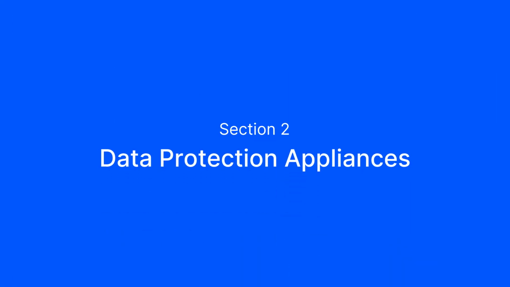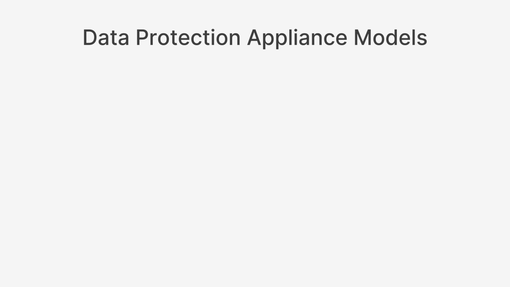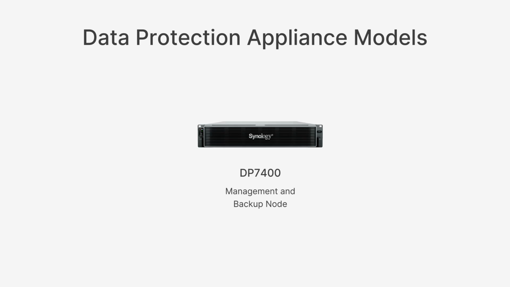Moving on into section 2, we're going to take a look at the hardware in the ActiveProtect Manager environment, the data protection appliances themselves. In terms of the data protection appliance models available today, we're starting off with the DP7400, which is the most powerful device in the lineup, and this will serve as your management server as well as a backup node for any backups wherever this resides. Keep in mind, if you are in a multi-site deployment that will require more than one DP series device, then you must have at least one DP7400 to manage your entire ActiveProtect environment.